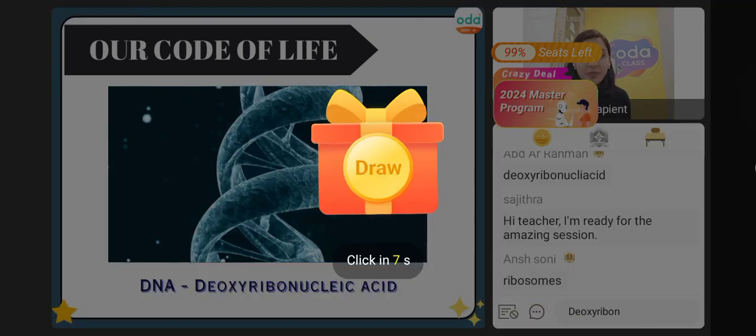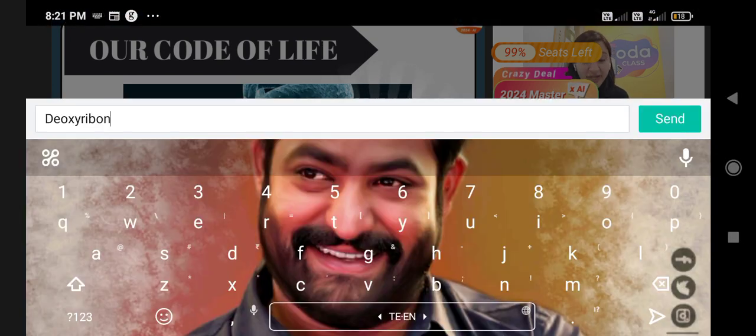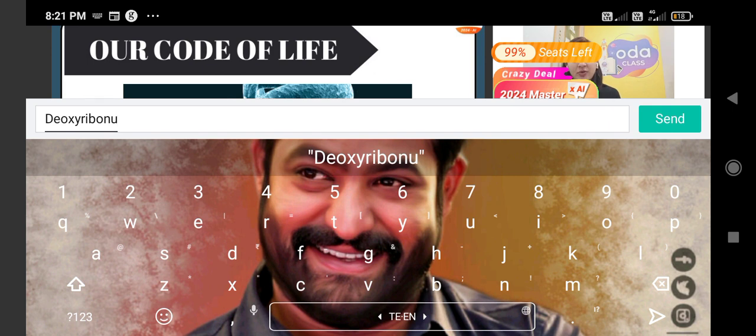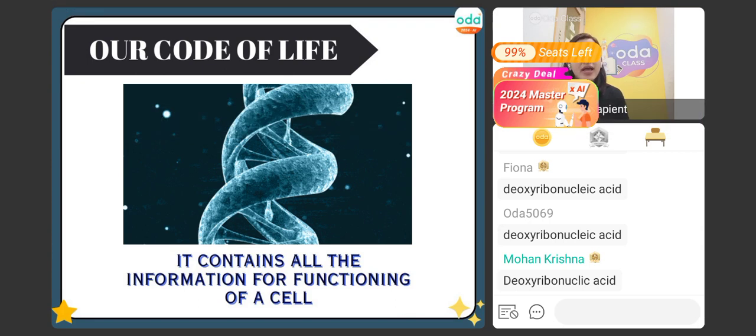Deoxyribonucleic acid. What is the question? How did DNA form? Very good question, beta. DNA and all biomolecules formed in primitive Earth, when many elements came together and there were a lot of energy sources. Carbon, hydrogen, oxygen, different atoms came together, and these kinds of molecules formed long ago, 4 billion years ago.